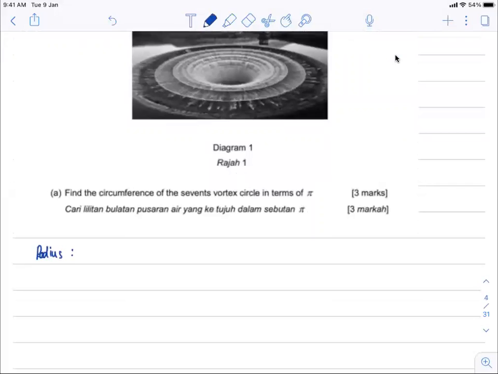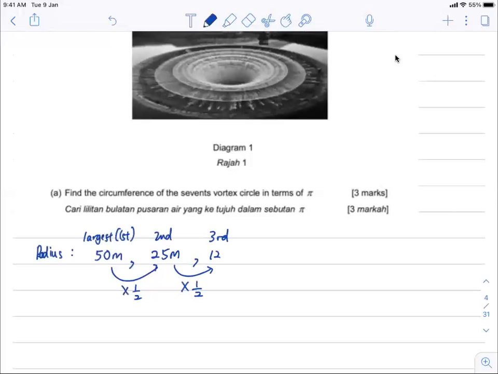The first radius, it says the largest circle, and also the first one is 50 meter. And the second one, it says to multiply by half, so it will be 25 meters. And also the third one is also the successive circle, also multiply by half. So the third one will be 12.5. So from here, we very clearly see that this is a geometric progression.